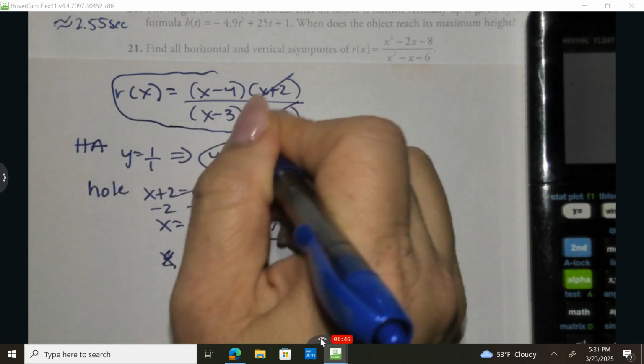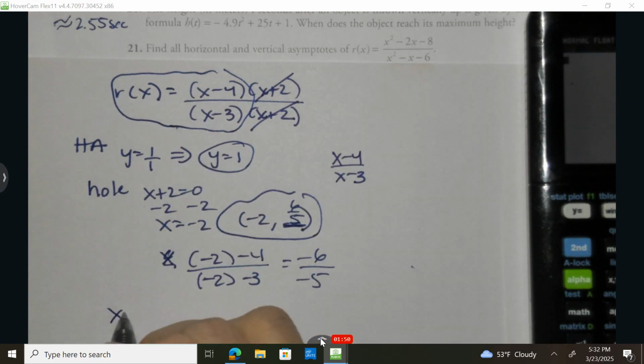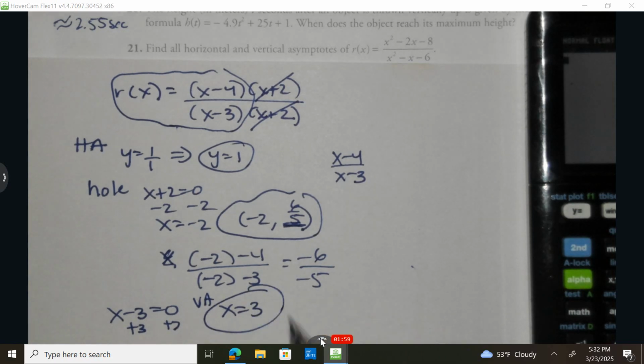From the simplified function, I take the denominator, which has a factor of x minus 3. I set it equal to 0 and solve. And so we have a vertical asymptote with the equation x equals 3.